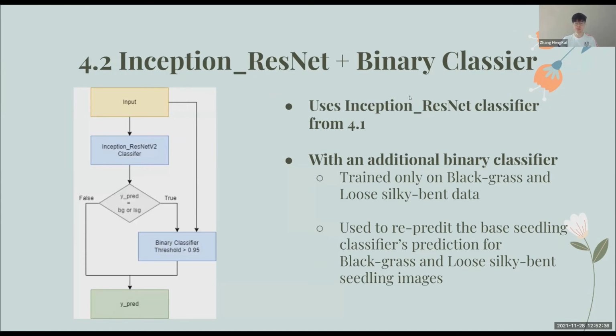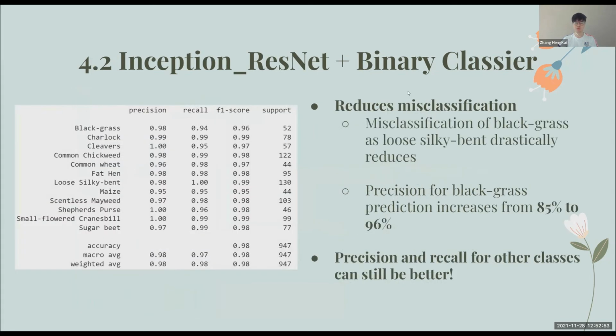Whenever the Inception ResNet v2 classifier predicts an image as either blackgrass or loose silky-bent, the image will be repredicted using the binary classifier, and if the prediction confidence for the binary classifier is above 95%, the new prediction will replace the old one. This method proved to work very well on both the training and validation dataset. From the classification report on the left, the precision and recall for blackgrass increased from 95 to 96% as compared to the model used in 4.1.